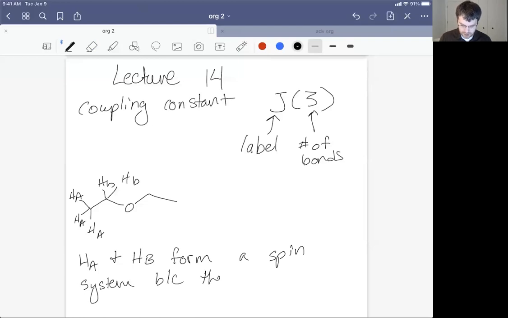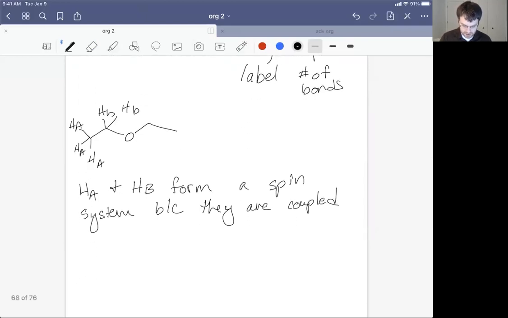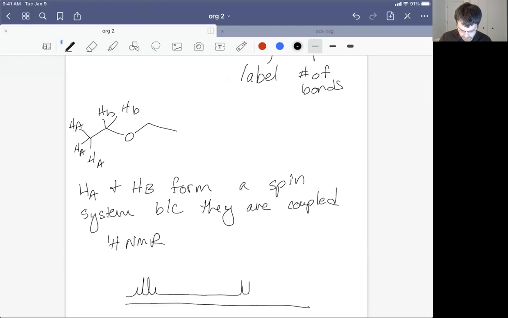because they are coupled. Now, what does that mean, coupled? And what does that mean, spin system? Well, if you looked at the 1H NMR, we would see something that looks like this. We would see a signal with 4 peaks. Going further to the right, then we would see a signal with 3 peaks.